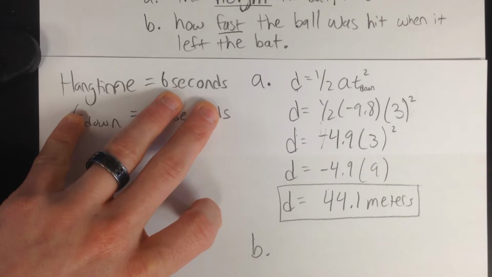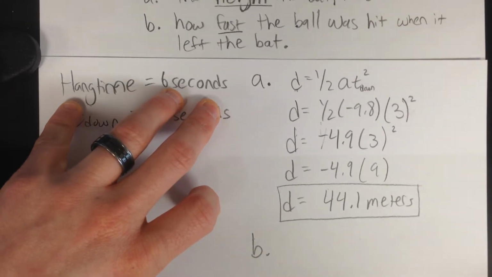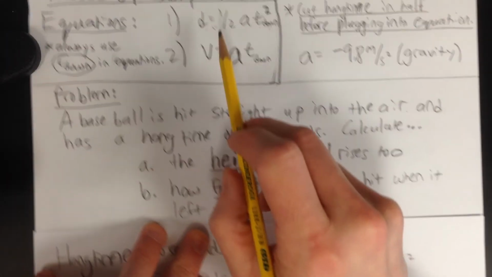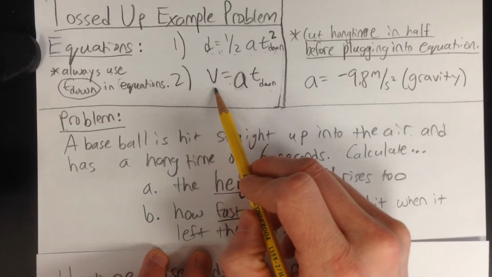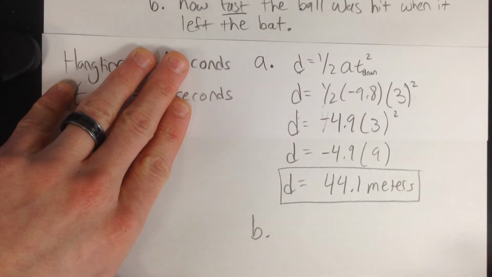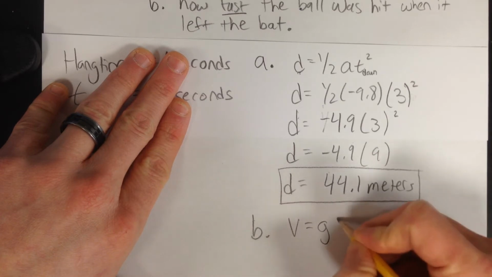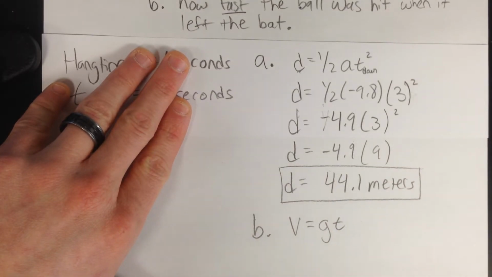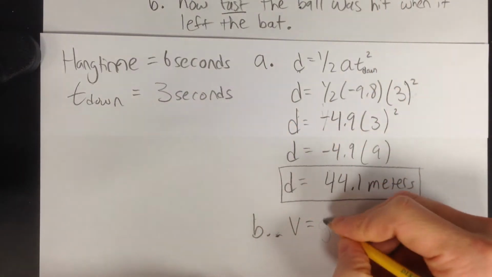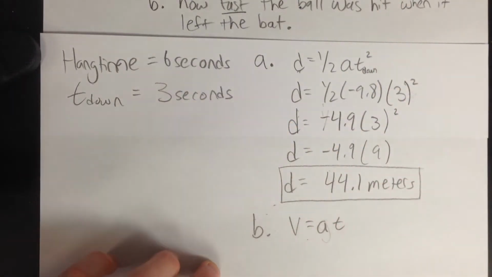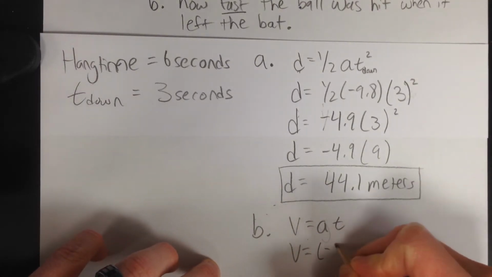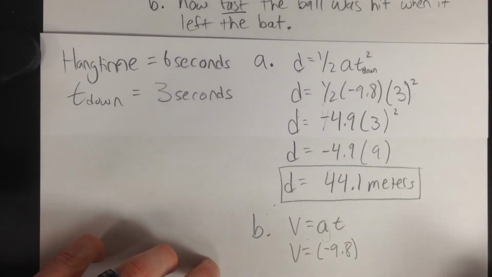Letter B asks, how fast was the ball hit with when it left the bat? So how fast? Well, how fast isn't d. How fast is going to be velocity. So go ahead and calculate v, velocity. Oops, sorry. Sometimes I call the acceleration g because it's gravity, but our equation says a there. So, v equals negative 9.8 times t.